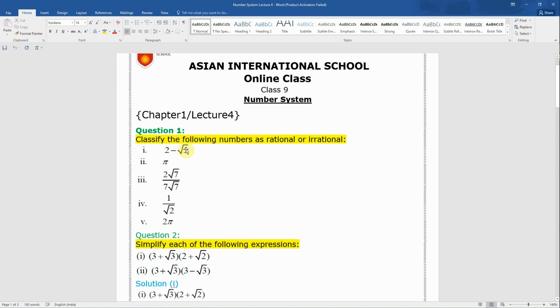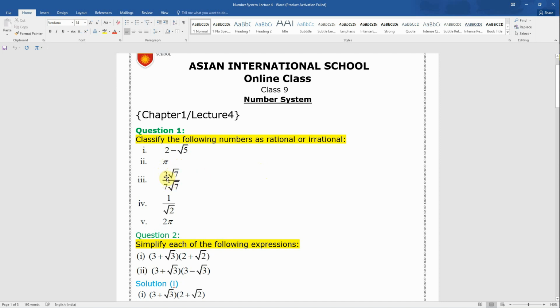So the first one is 2 minus root 5. Now 2 is an integer, it is a rational number. But root 5 itself is an irrational number. We know that. So 2 minus root 5 as a whole will also become an irrational number. Next is pi. We know pi is an irrational number. It's the best example of an irrational number, and we know that already.